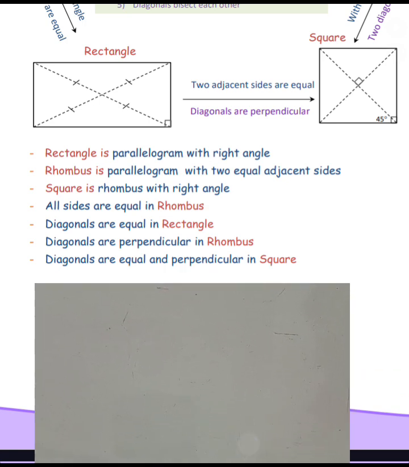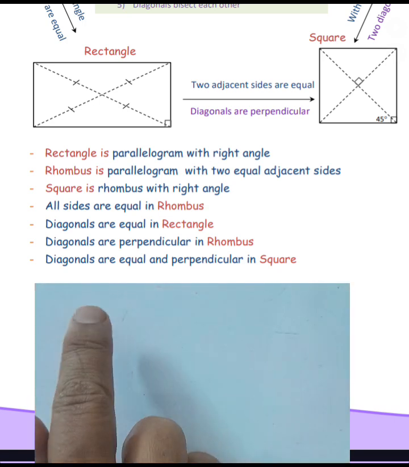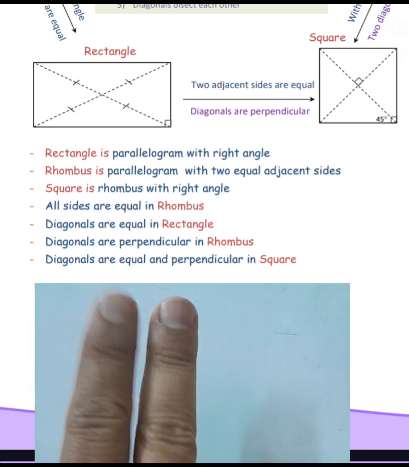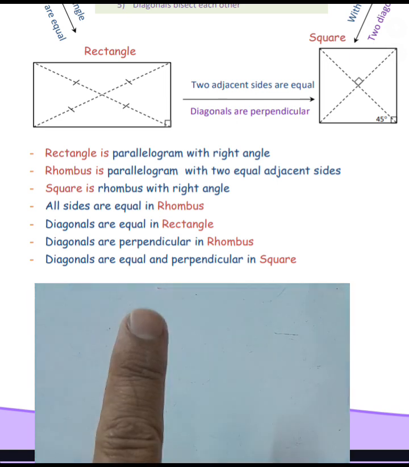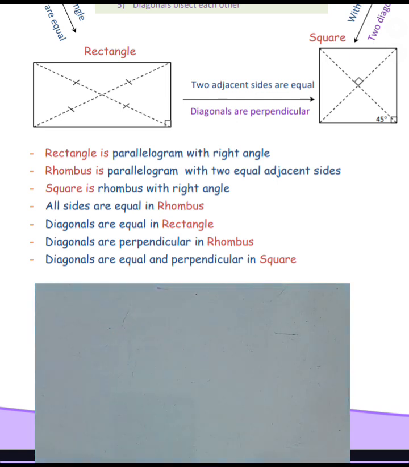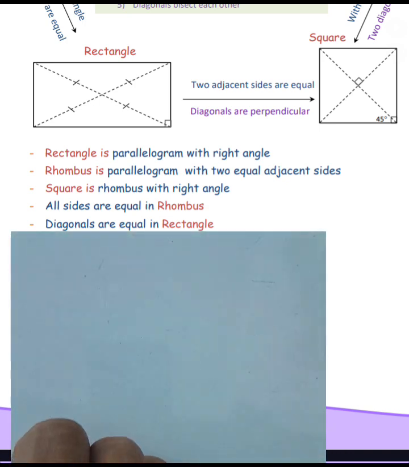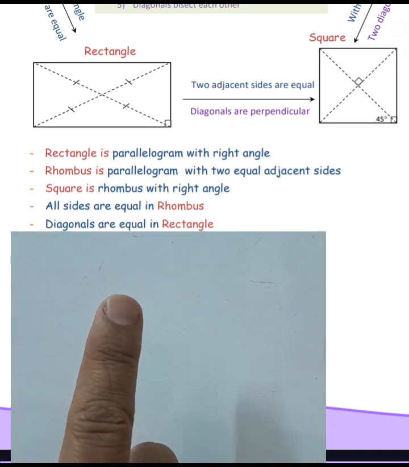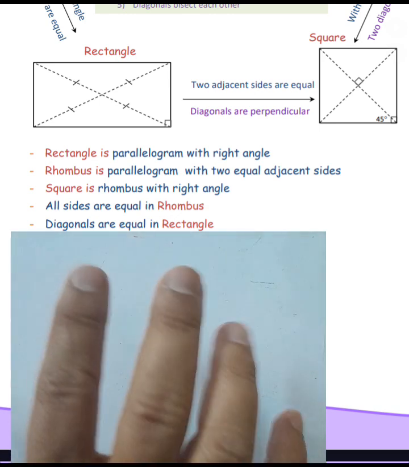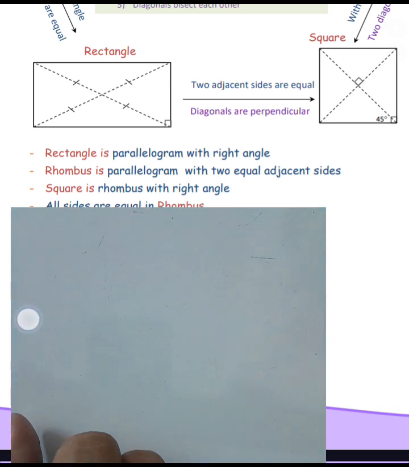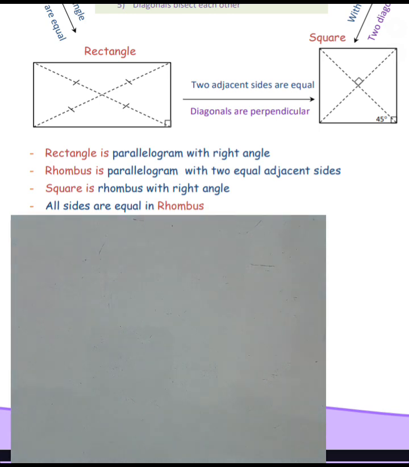Okay, you must pay attention to square, rhombus and rectangle. Diagonals are equal and perpendicular in a square. Diagonals are perpendicular in a rhombus. Diagonals are equal in a rectangle. All sides are equal in a rhombus. Don't write square, okay? If asked which has all sides equal, choose rhombus here. Don't write square, because in a square all sides are equal in length and the measure of each angle equals 90 degrees.